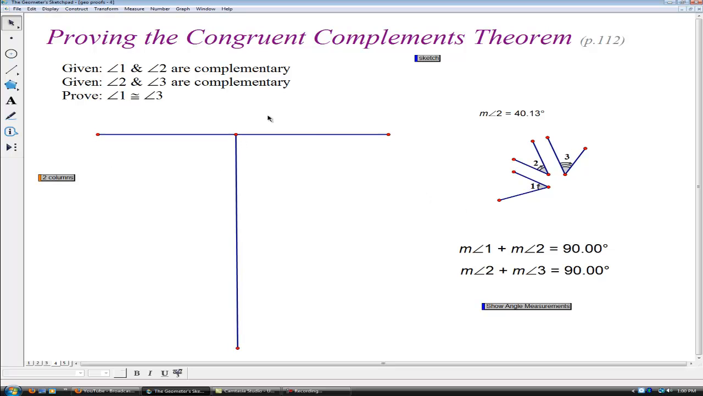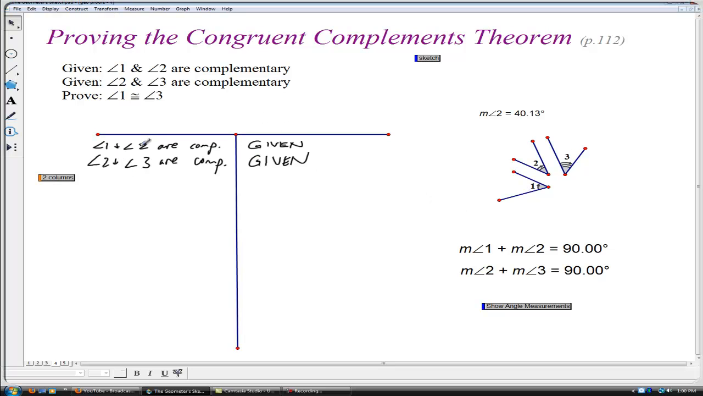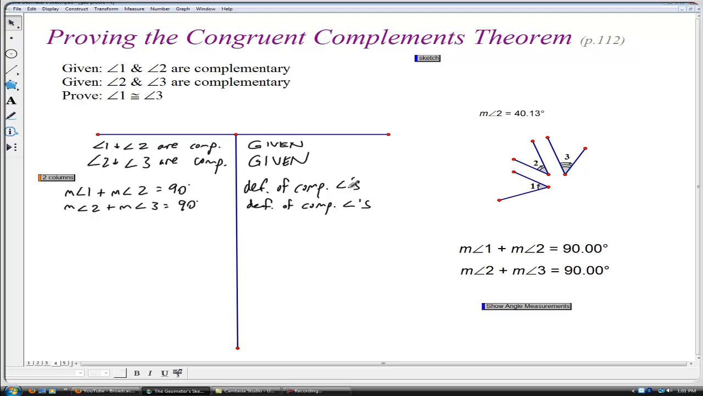Let's start with listing the given. Angle 1 and angle 2 are complementary. Angle 2 and angle 3 are complementary. Now let's define complementary so we can get some equations. The definition of complementary angles tells us that their sum equals 90 degrees. So the measure of 2 plus 3 is 90, the measure of 1 plus 2 is 90. Here's where we have an opportunity to substitute. So let's make a new equation after substituting.